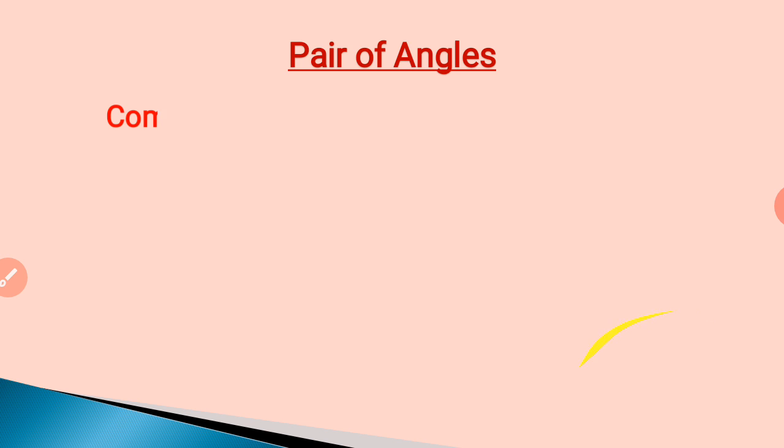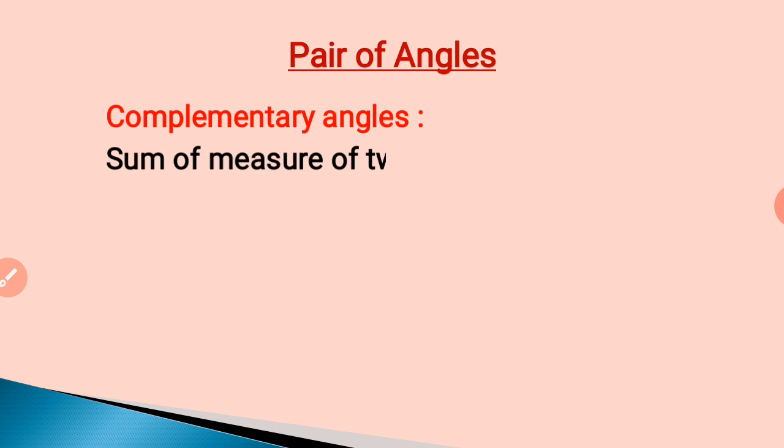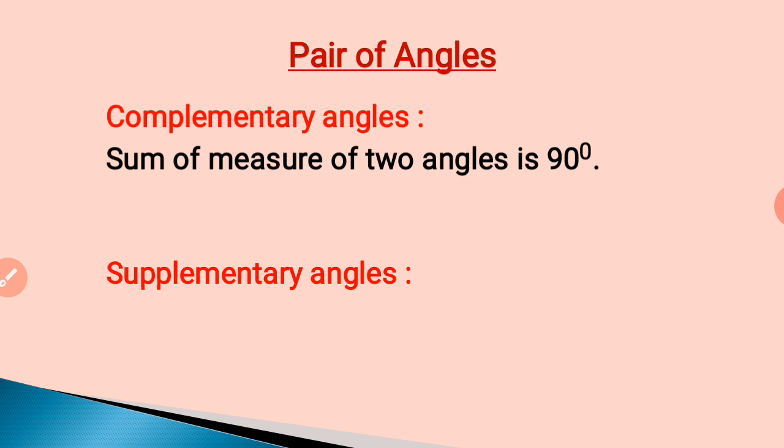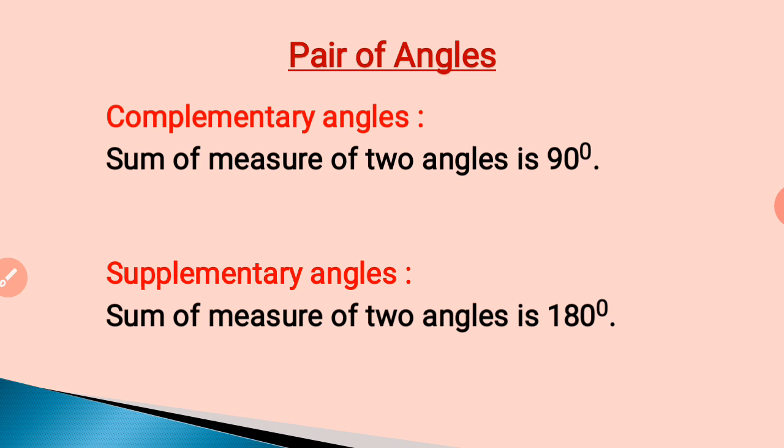Now, pairs of angles. The first pair of angles that we are now studying is complementary angles. If the sum of the measures of two angles is 90 degree, we are going to call them complementary angles. So, if one angle is 30, the other has to be 60. That is how complementary angles are. Next pair of angles is supplementary angles. Here the sum is 180 degree. So basically we have also studied about these things.